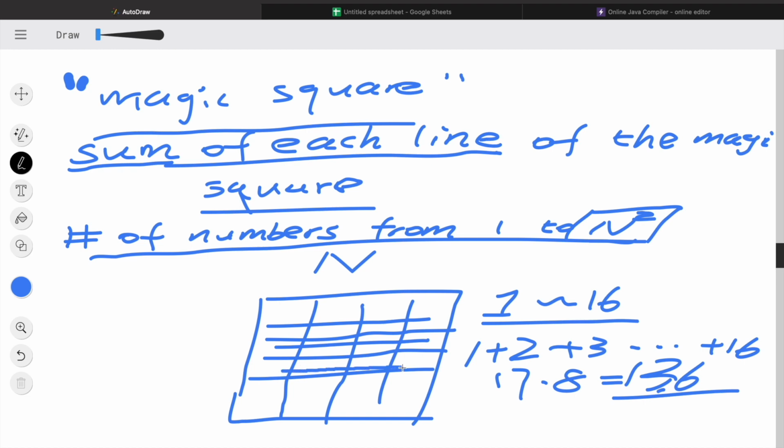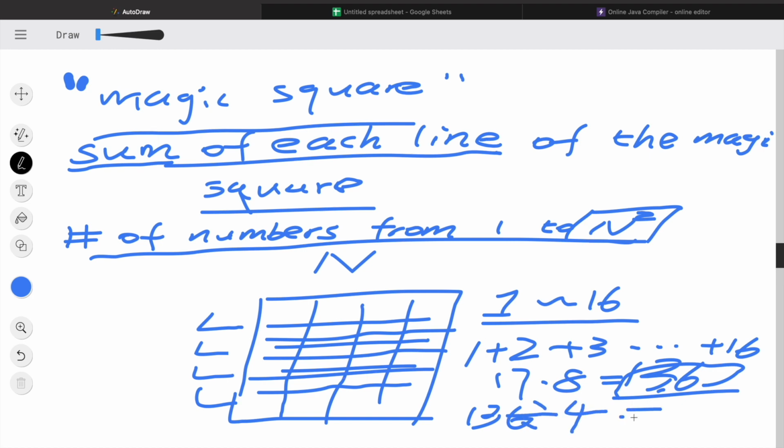So no matter how we place 1 to 16, the sum is going to be fixed, it's 136. And the number of lines is also fixed, which is 4. Then we divide by 4, and we get 34. So this is why this formula works. The sum of the numbers from 1 to n squared, the sum, not the count, divided by n is going to be the sum of each line of the magic square.